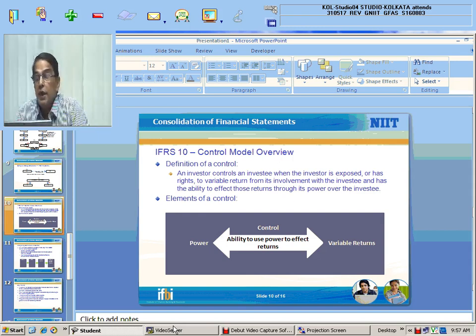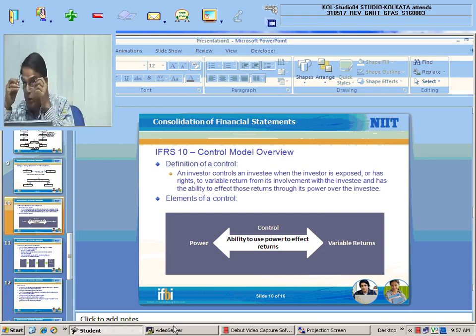The investor is exposed to variable return from its investment in the investee. Variable return means, supposing a company like Jindal Polyester invests in a European company. When it invests in the European company, it will be exposed to variable return from its investment because the investee company, the European company, will make different profits, different kinds of performance in different years. Based on that, the dividends that will be paid to the owners can vary from year to year. So the investor company is exposed to variable returns from its involvement in the investee. And thirdly, the investor company has the ability to use its power over the investee to change those returns. So these three things are very important to understand control.